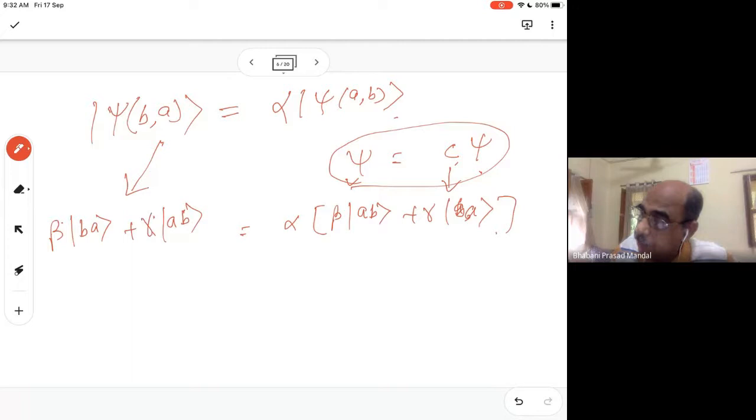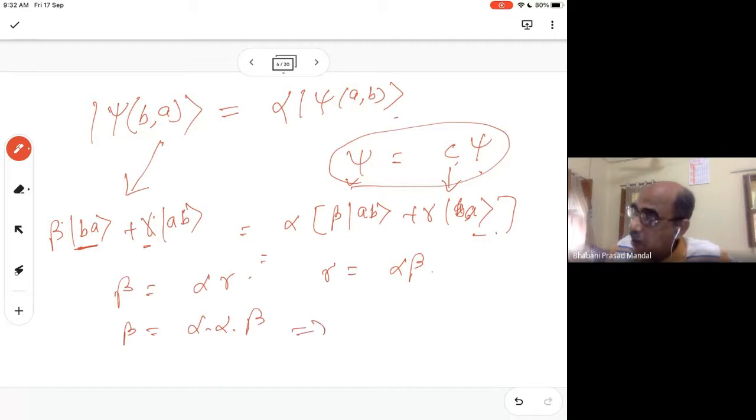Now compare, this side is the coefficient of beta BA. So beta equal to alpha times gamma and gamma equal to alpha times beta. If I substitute this gamma value here, beta equal to alpha squared times beta, which implies alpha square equal to 1. So alpha should be plus minus 1. So what I get, if I interchange the particles, is only a plus minus sign. This cannot be any constant, but only plus minus.